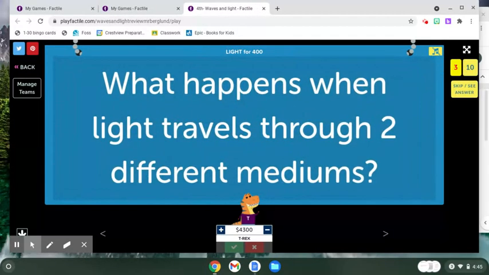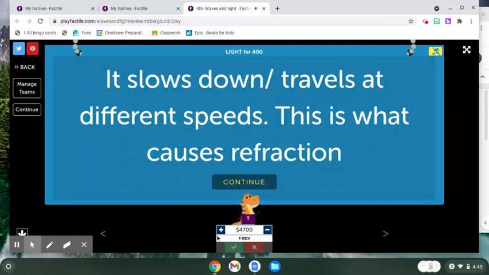Let's do light for 400. What happens when light travels through two different mediums? It slows down, travels at different speeds. That is what causes refraction.